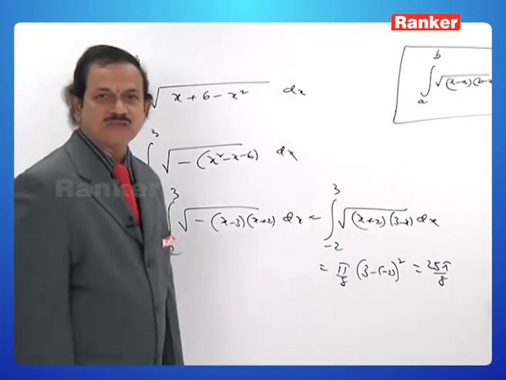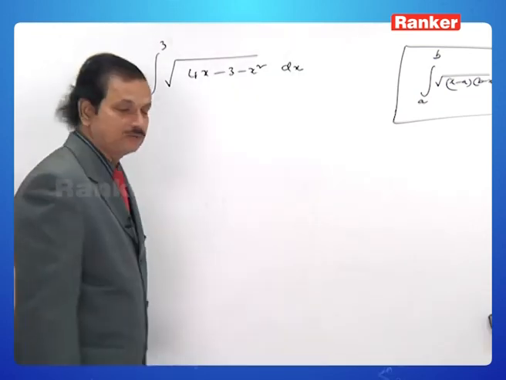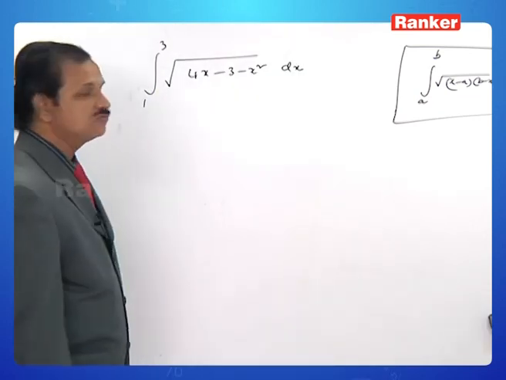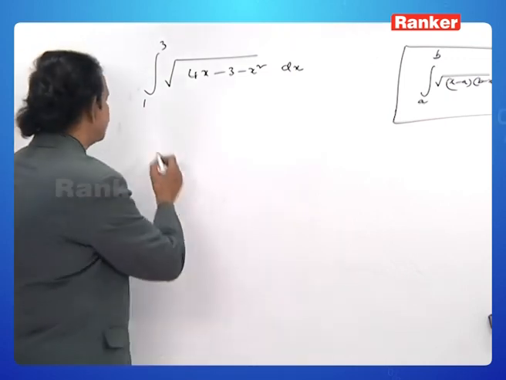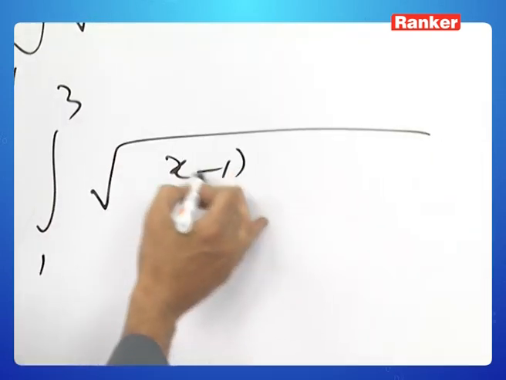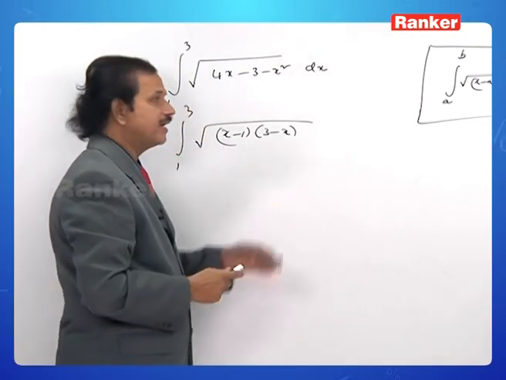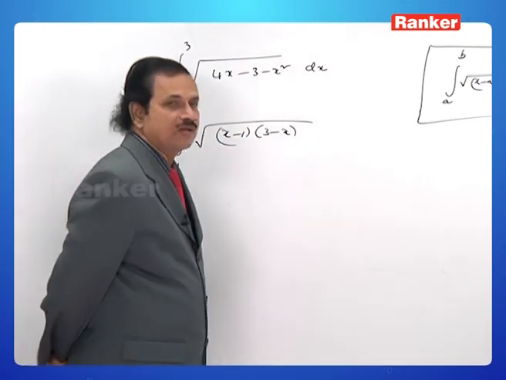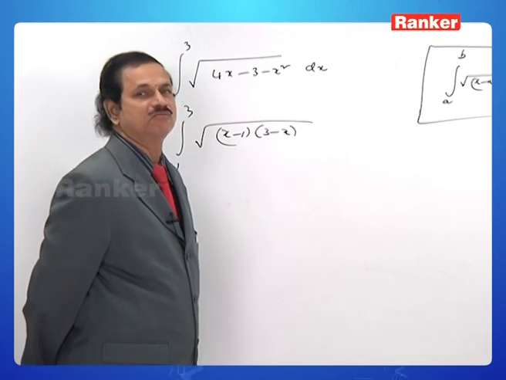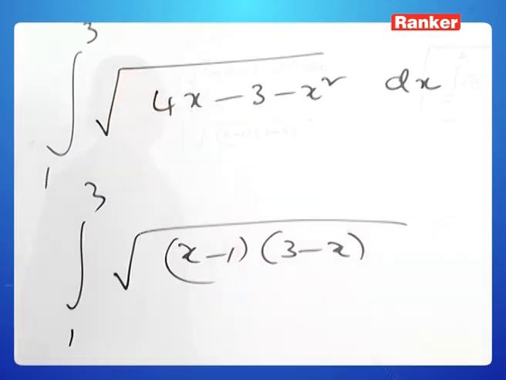Yes, let us see one more such question. Imagine integral 1 to 3 square root of 4x minus 3 minus x square. Yes, I think you need not put the steps. You can directly have it as x minus 1 into 3 minus x, isn't it? Why? Because if you take minus common, x square minus 4x plus 3 you will be having, it's nothing but x minus 1 into x minus 3. Of course, this is.